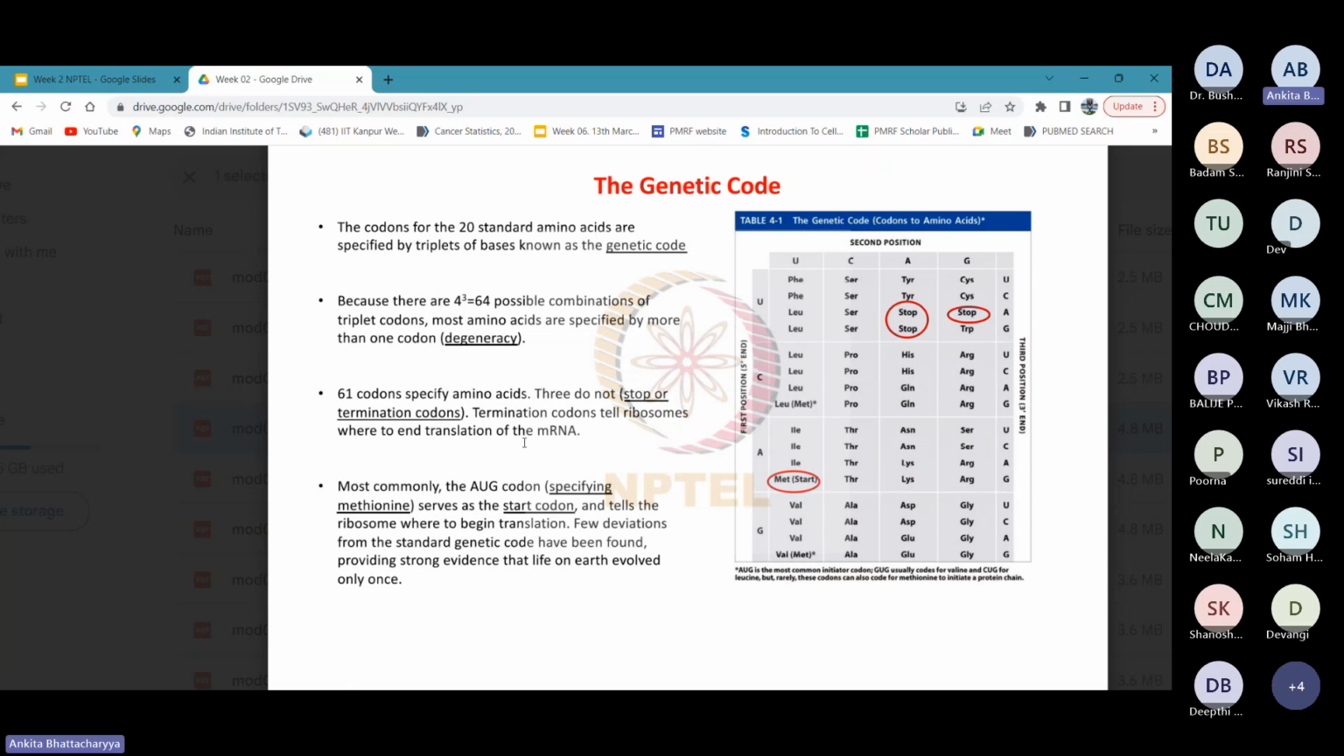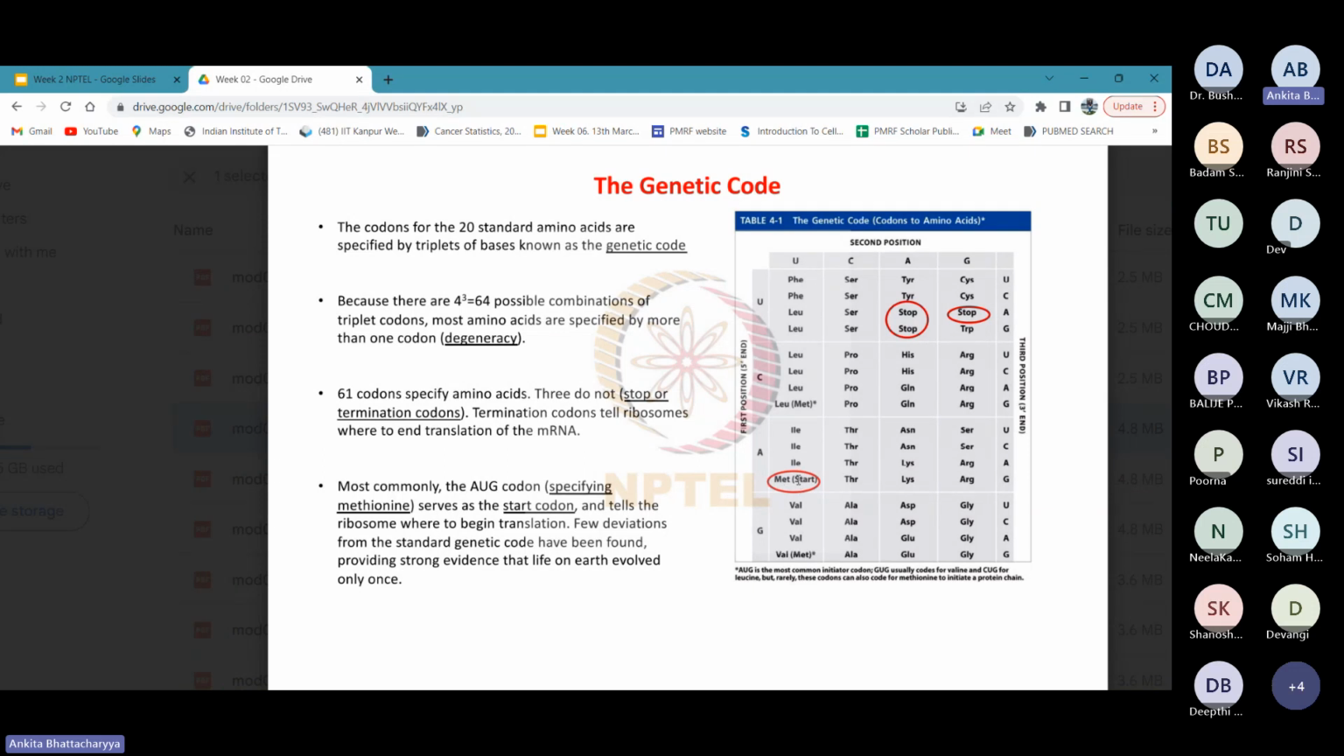Apart from these codons which encode for the amino acids, there are also some other special codons, mainly the stop codons, which are indicated by certain specific sequences that do not encode for any amino acid. Instead, when the ribosome encounters these sequences, it terminates the process of translation. That is required to indicate that we have reached the end of the mRNA and no further translation is required. And apart from that, one very important codon is methionine.